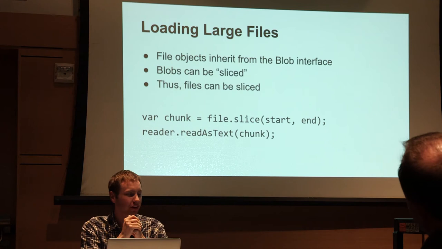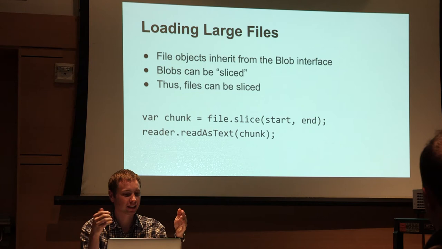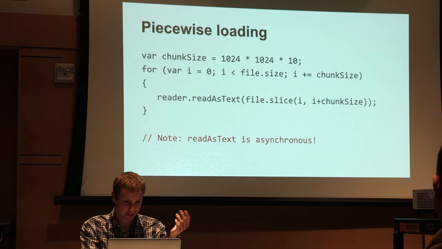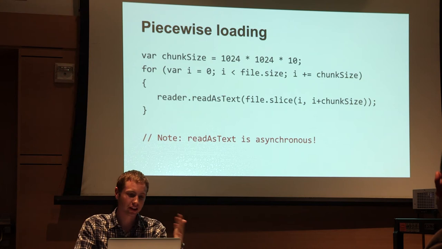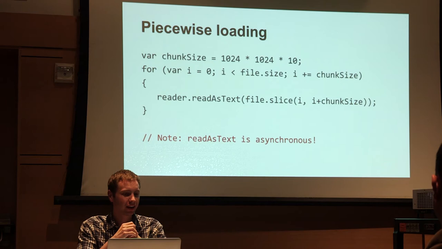And it's really easy. You just call file.slice on your file handle, give it the start byte and the end byte that you want, and then you read as text that chunk or that part of the file. And the browser will only load that part of the file. So this gives you a part of the file, but how do you get the whole thing? Well, naturally, you loop through the whole file chunk by chunk. So you specify a chunk size, and you loop through it, and you call readAsText each time. It's a fairly simple method, and if you're familiar with streaming at all, this is basically what you're doing: you're making a buffer and filling it up with a different part of the file each time.